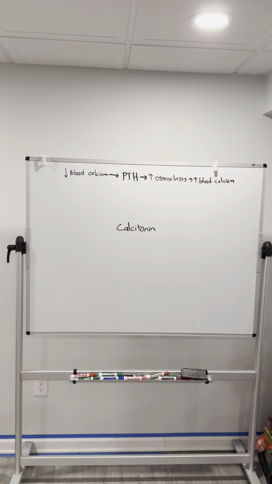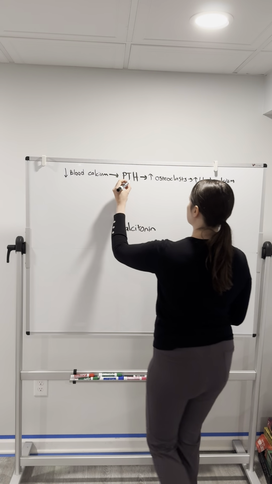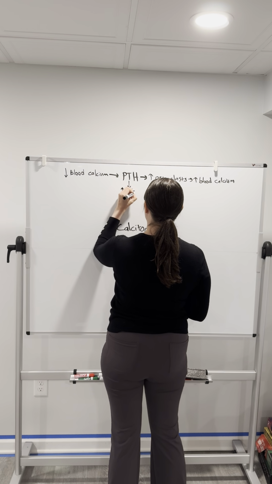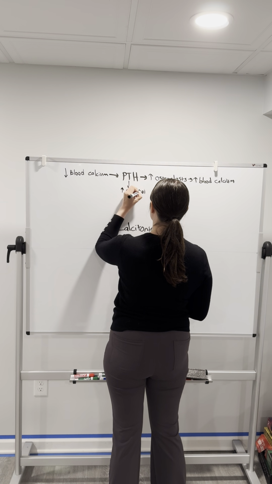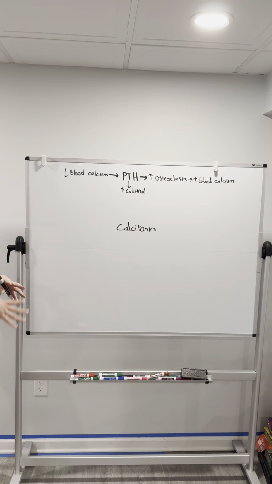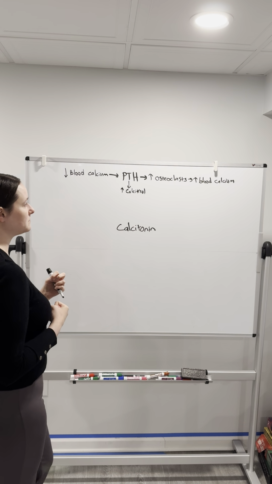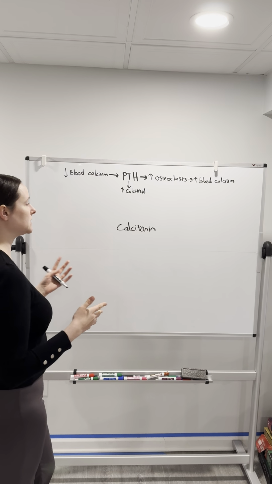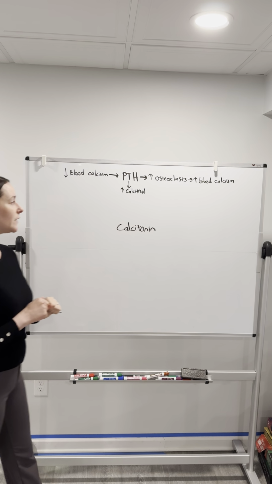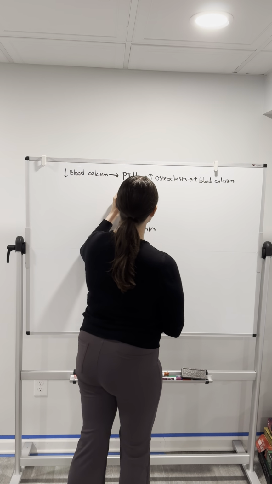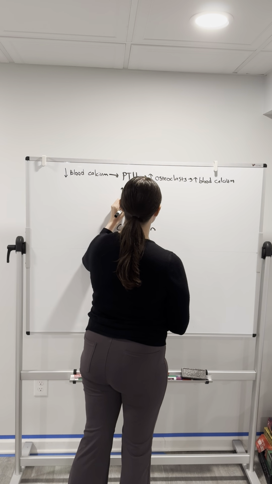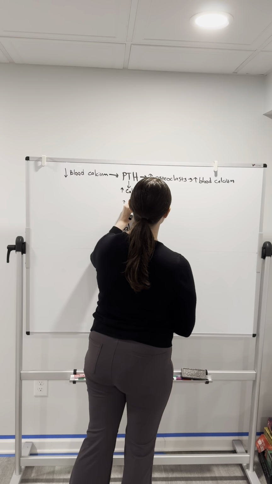They also increase the effects of calcitriol. Let's talk about calcitriol. Calcitriol helps us to absorb calcium from what we eat. It's made by the kidneys and it helps us to absorb more calcium from the food that we eat. So if we have increased calcitriol production from the kidneys, then we would have increased blood calcium because we'd be absorbing more calcium from our food.